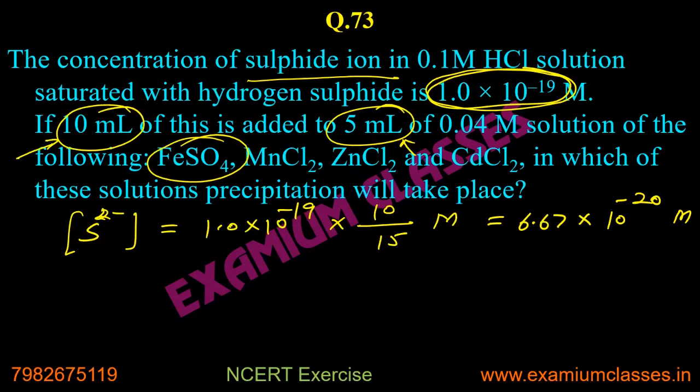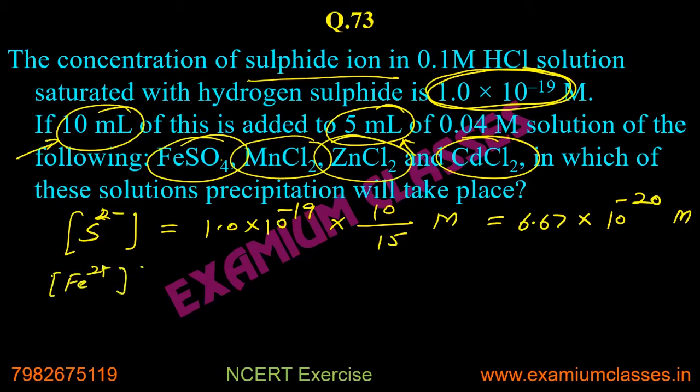Now, if I consider these FeSO4, MnCl2, ZnCl2, CdCl2, all of these will give one ion of iron, manganese, zinc, or cadmium. So it is a 1:1 ratio. But the concentration of these, although they will be equal, because we have 5 ml of 0.04 m solution. So each of these has 0.01 m concentration and the volume is 5 ml. So whatever ions they produced, their molarity will be equal.